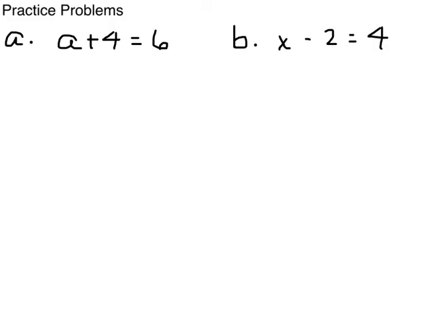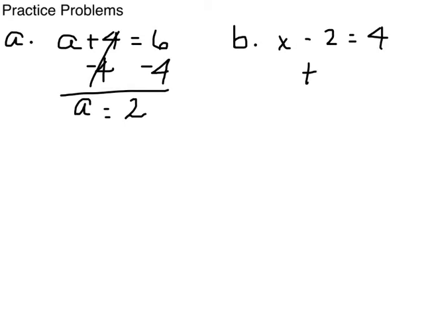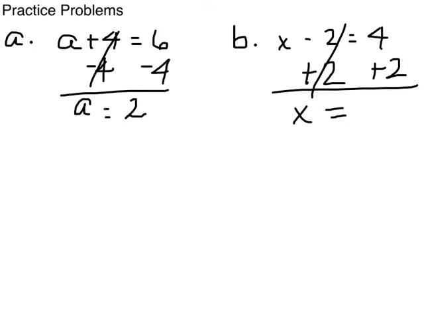Alright, remembering our addition-subtraction rule, we can subtract what has been added to A, but we need to subtract it on both sides. And that cancels out, and A is equal to 6 minus 4, which is 2. In B, we're going to need to add what has been subtracted from x, and we'll add that to both sides of the equation. That's gone, and x is equal to 4 plus 2, which is 6.